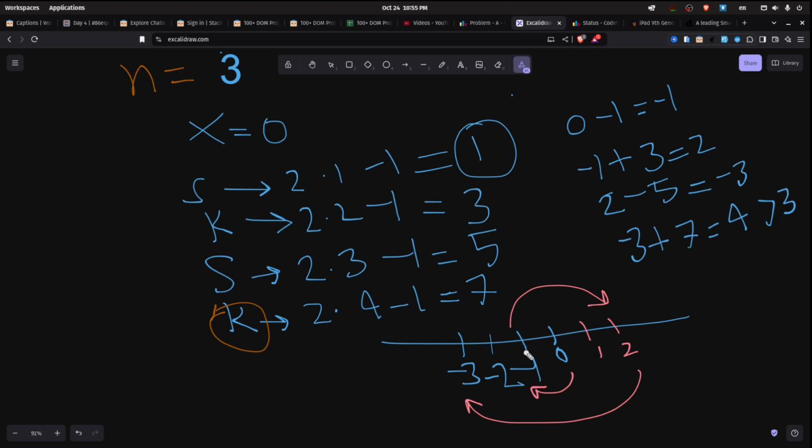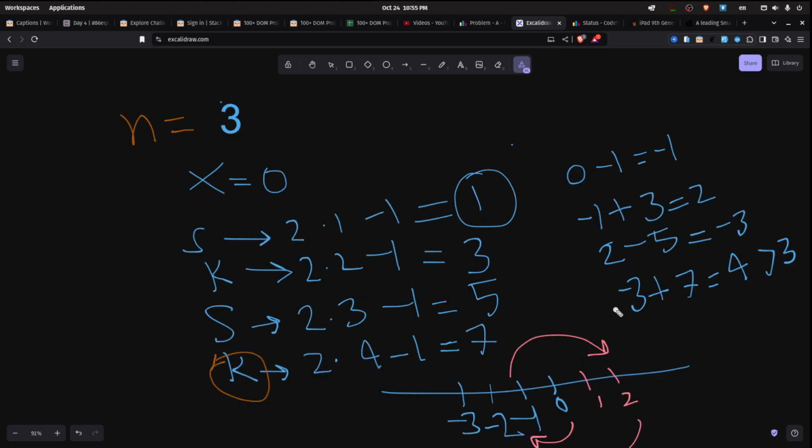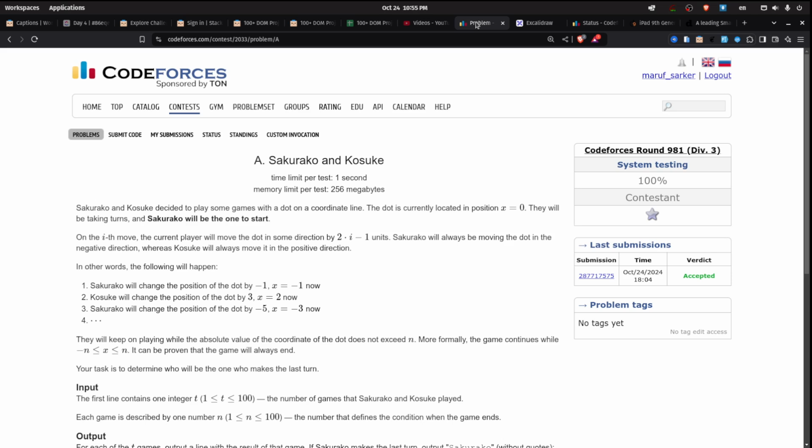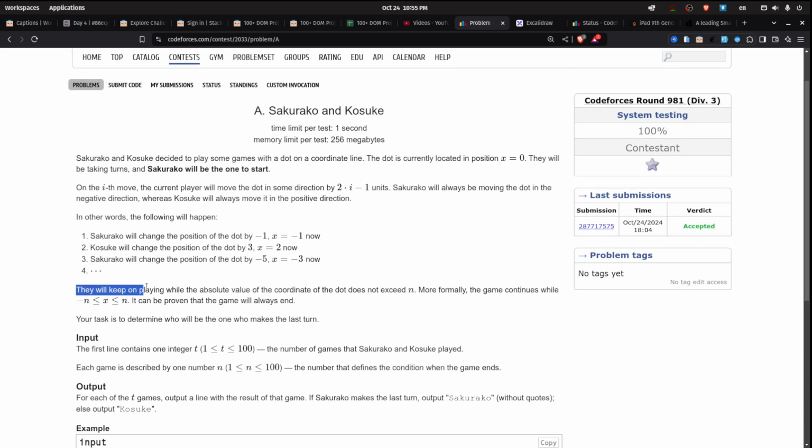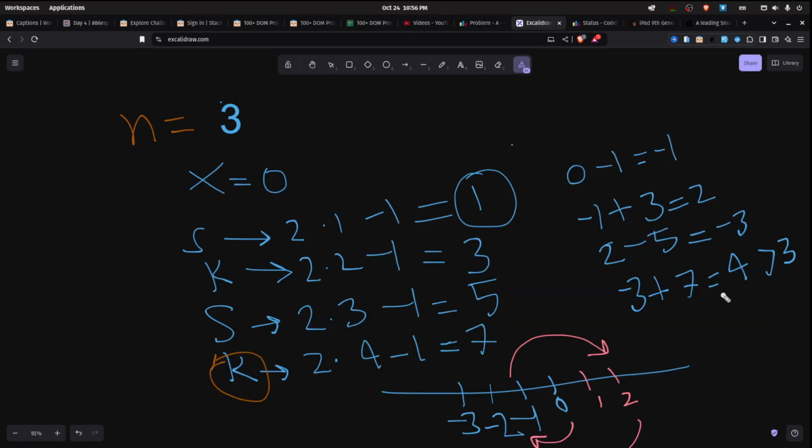So Kosuke will jump from minus 1 to 2. Also I have to check every time whether it is greater than n or not. Basically it says that they will keep on playing while the absolute value of the coordinate of the dot does not exceed n. That means I have to take care of it. So that's why I always have to check whether the answer is greater than n or not. Since 2 is less than n, that means 3. That's why I have to continue.